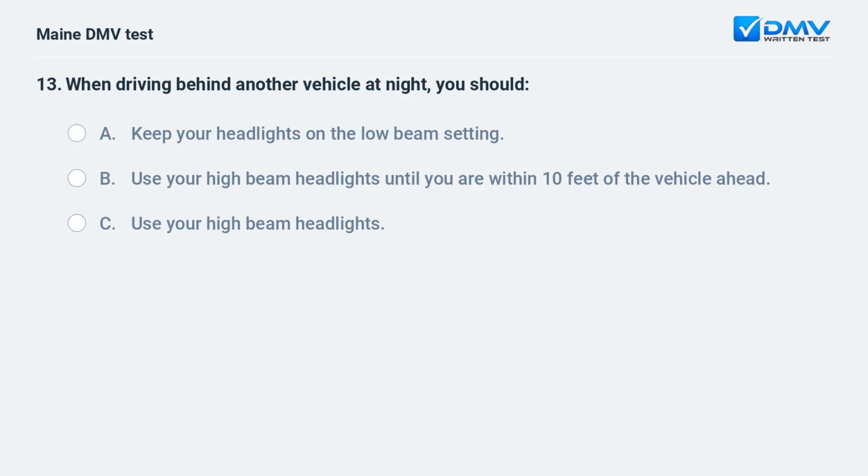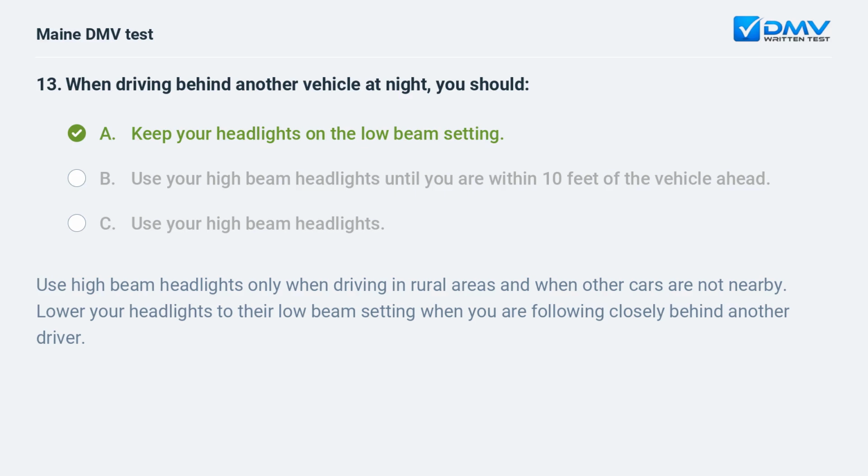When driving behind another vehicle at night, you should. A. Keep your headlights on the low beam setting. B. Use your high beam headlights until you are within 10 feet of the vehicle ahead. C. Use your high beam headlights. A. Keep your headlights on the low beam setting. Use high beam headlights only when driving in rural areas and when other cars are not nearby. Lower your headlights to their low beam setting when you are following closely behind another driver.